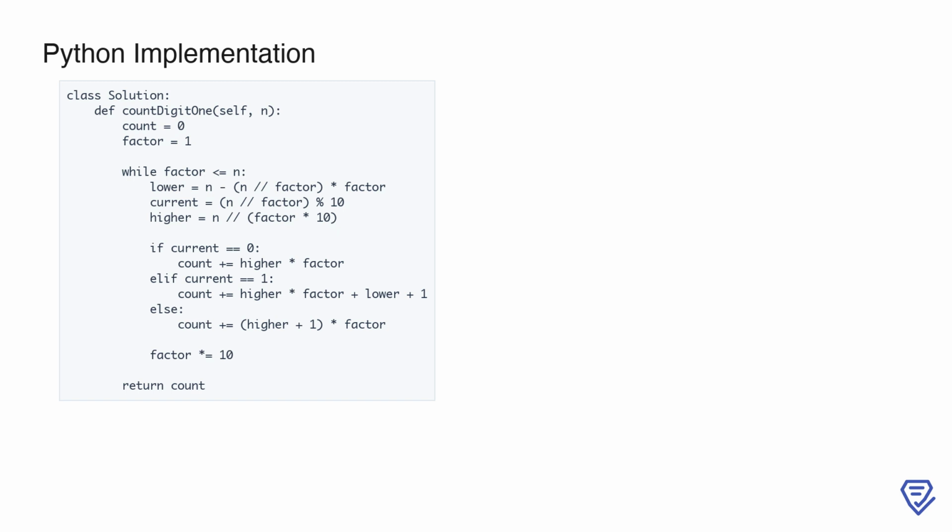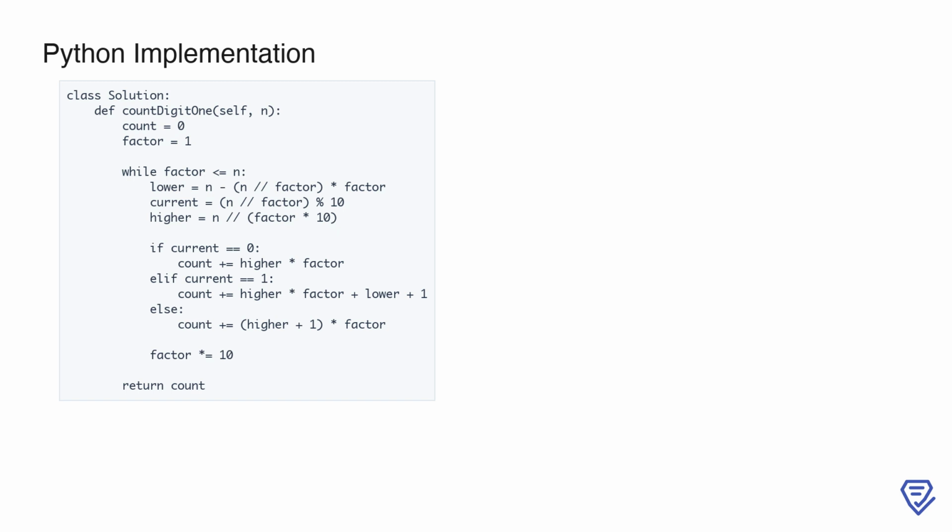4. Counting 1s, based on the value of current. If current is 0, the count increases by higher * factor, all combinations from the higher digits. If current is 1, the count increases by higher * factor + lower + 1, including combinations from higher digits and the lower digits. If current is greater than 1, the count increases by (higher + 1) * factor, all combinations from higher digits plus the overflow.